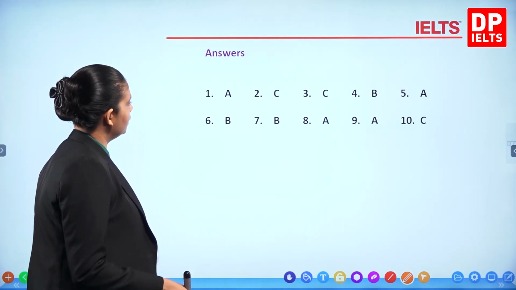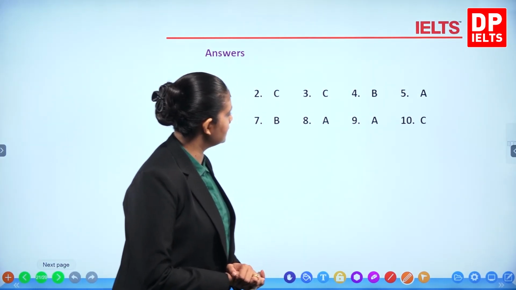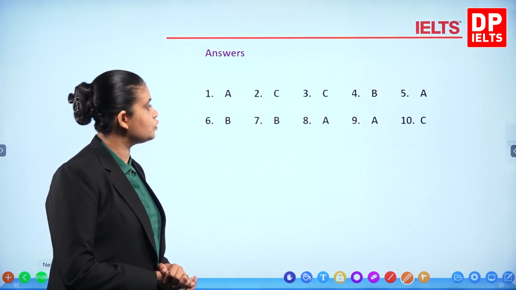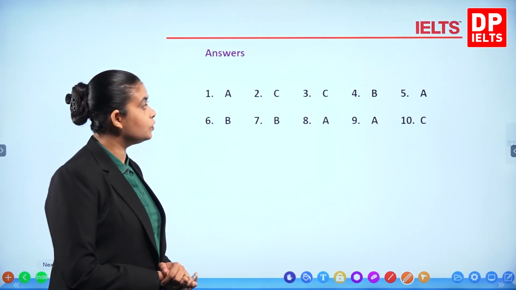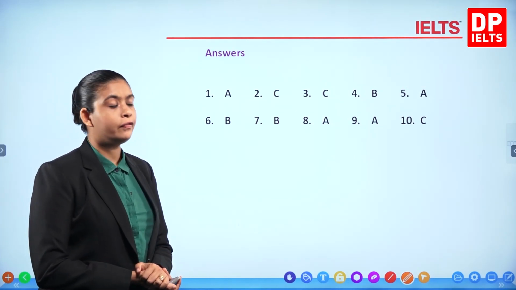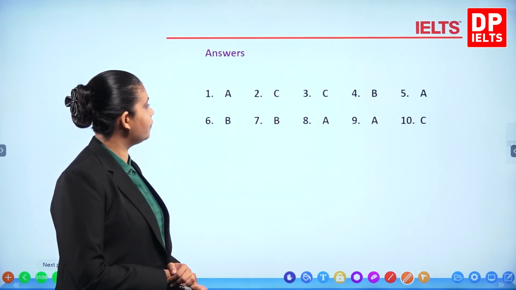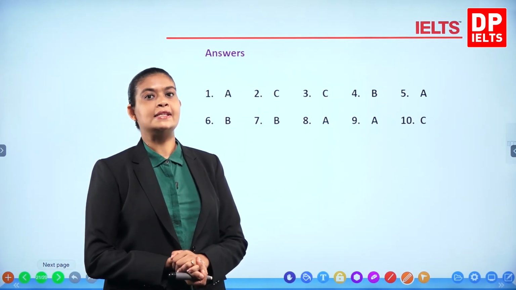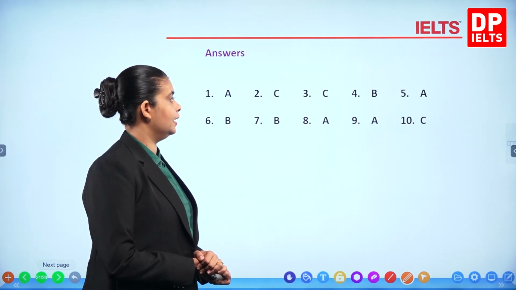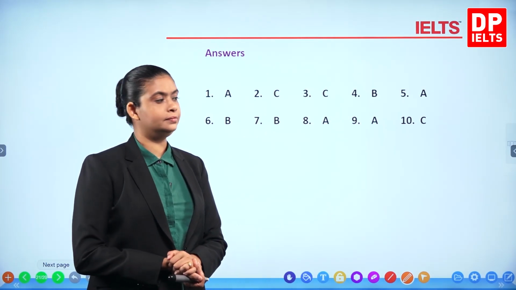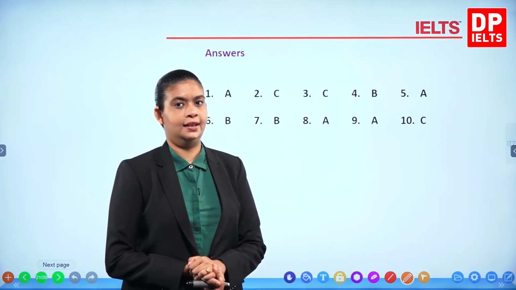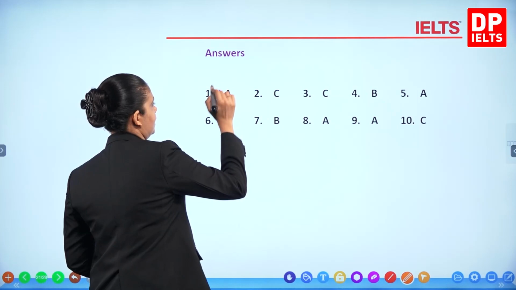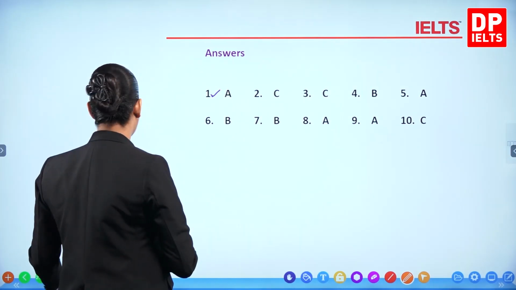Right, so here are the answers. 1A, 2C, 3C, 4B, 5A, 6B, 7B, 8A, 9A, 10C. So I think we did this together. We had A, so we've done that. Let's have a look at the second one.